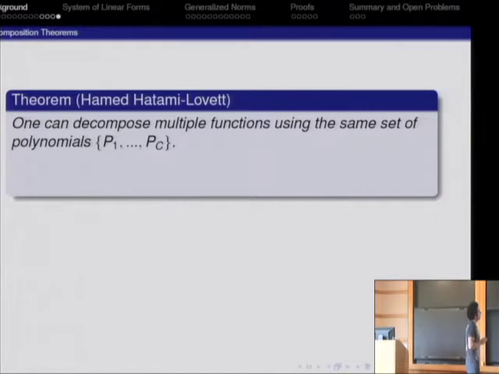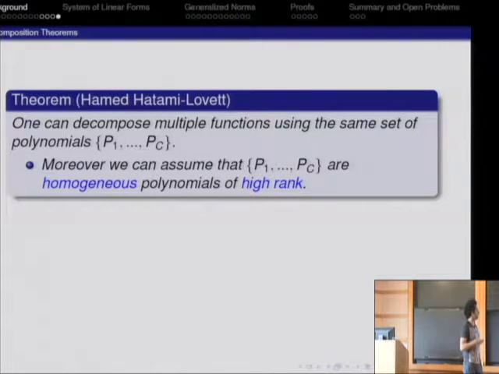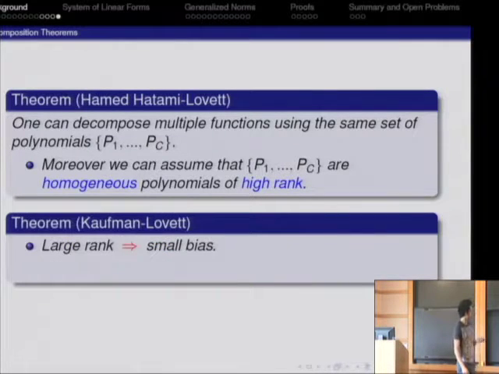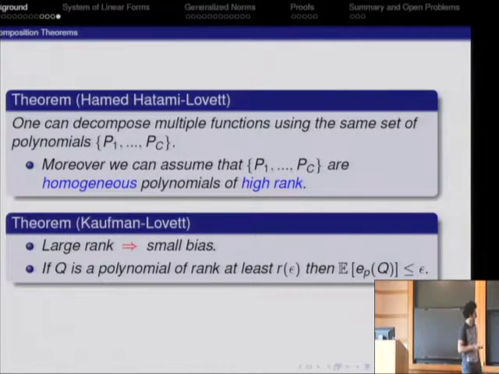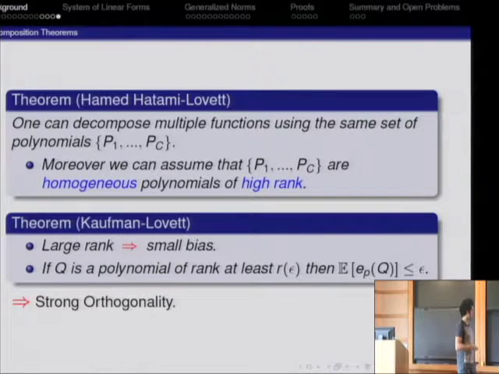Hamed and Shachar proved the following theorem. They proved that we can decompose a set of multiple functions using the same set of polynomials. In addition, we can assume that the polynomials are homogeneous and have very high rank, where the definition of rank is a little bit technical, but we say that a polynomial has high rank if we can't write it as a function of lower degree polynomials. This combined with the result by Kaufman and Lovett, which says that large rank essentially implies small bias, actually implies strong orthogonality in the decomposition. And again, this is a theorem that we will use later.